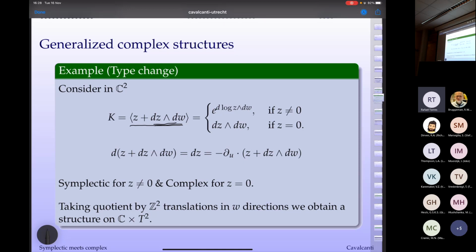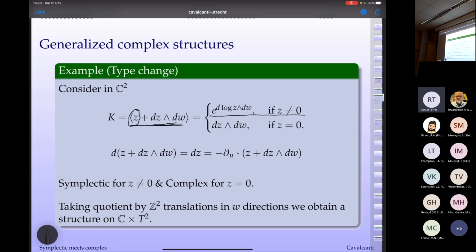More relevant, I'd like to check that pointwise it has the correct algebraic form, and if z is non-zero, it becomes this exponential here. So it's a non-degenerate 2-form if z is non-zero. So it's again like this B-field transform of symplectic. It's symplectic type.